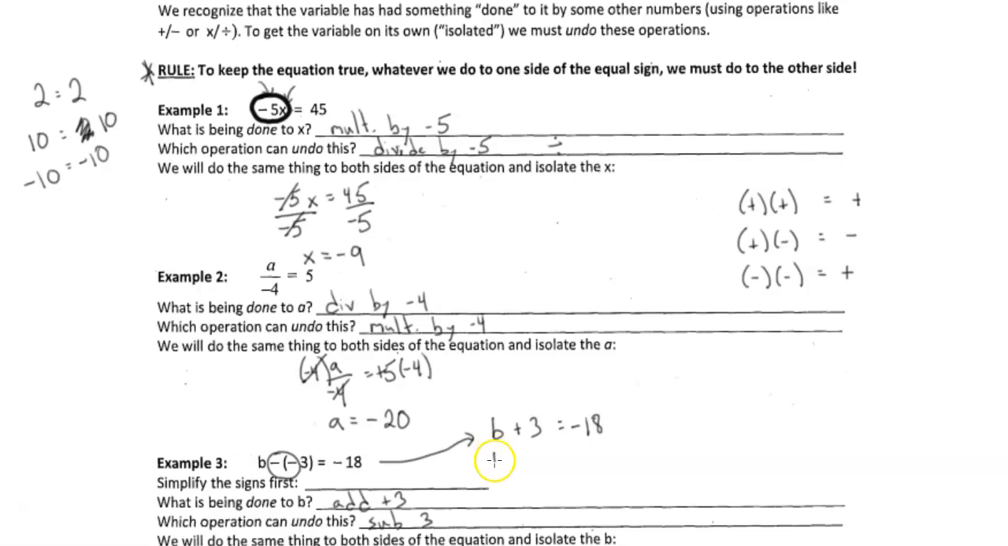So if I do that to both sides, we have b plus 3. I'm going to subtract 3. Do the same thing over here. Subtract 3. 3 minus 3 is 0, so they're gone. We're left with b. And negative 18 subtract 3 is 15?